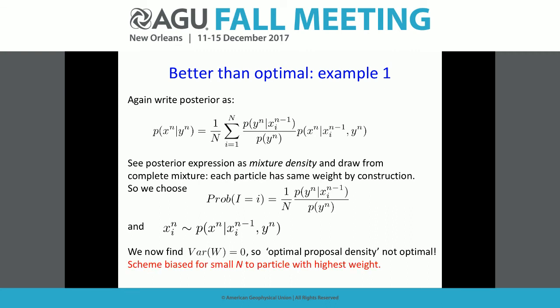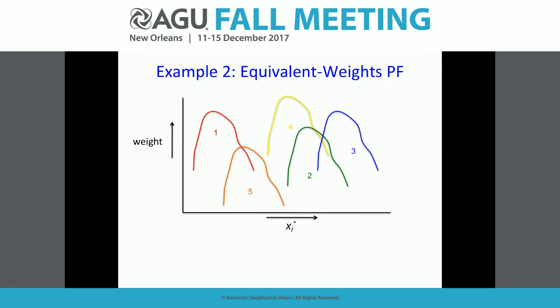The problem, however, is that typically for a small number of particles, all the particles will be different, but there still will be bias to the particle with the highest weight, or the particle with the highest coefficient in this case. So it doesn't really solve our problem. We want it the other way around, and that's why these kinds of schemes are being developed. So this is the so-called equivalent weight scheme.